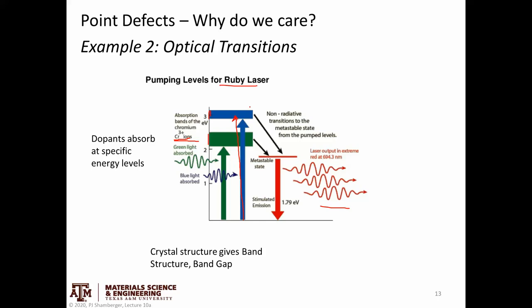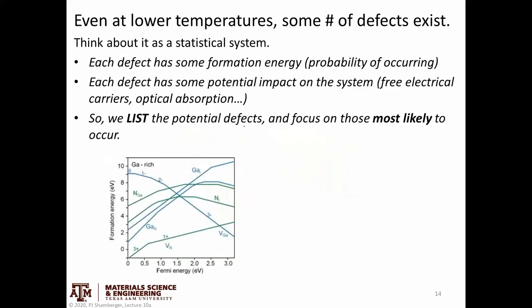Other properties like the strength of a material, the yield strength, can be very sensitive to dislocations and to other kinds of microscopic defects in the system. So like I said before, even at lower temperatures, so room temperature, some number of defects always exist. We tend to think about them as statistical systems.